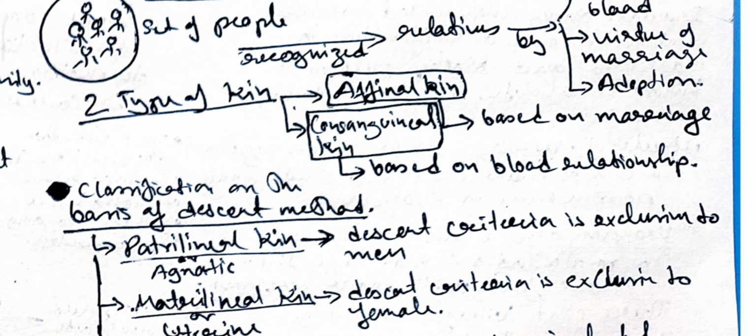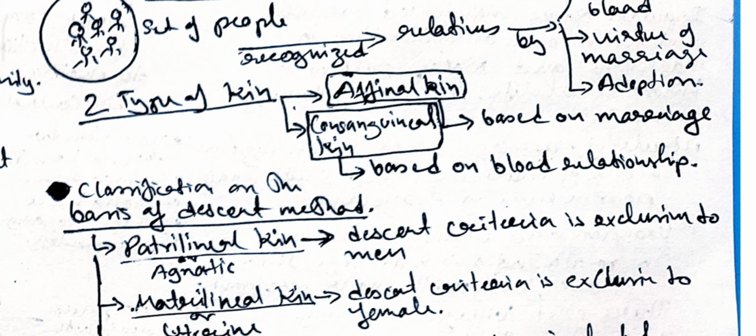There are two types of kin: affinal kin and conjugal kin. We must understand this very clearly. This concept has to be set in your minds very clearly. That is affinal kin and conjugal kin. See, conjugal kin is based on marriage, based on blood relationship. This is conjugal kin.